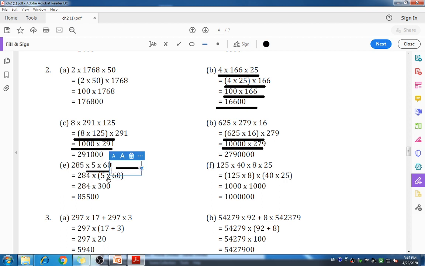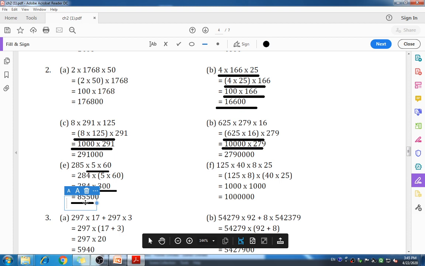5 into 60, we get the answer 300. Okay, so if we multiply this 300 with 284, we get the answer 85,500. In the example F, 125 into 40 into 8 into 25.